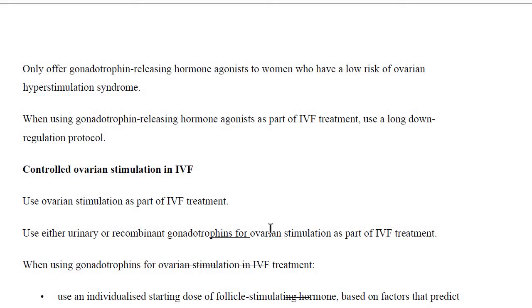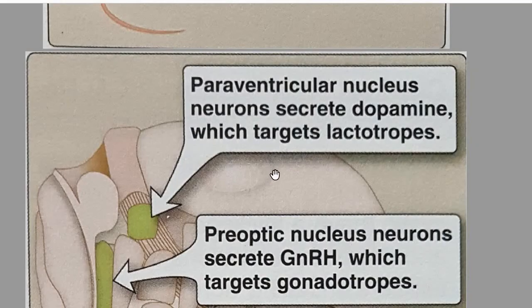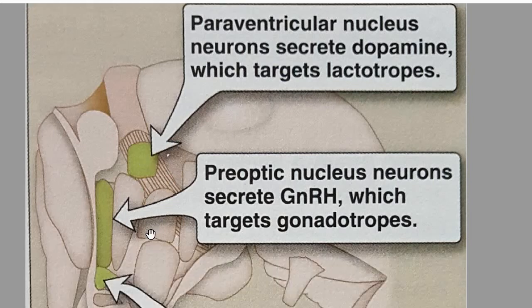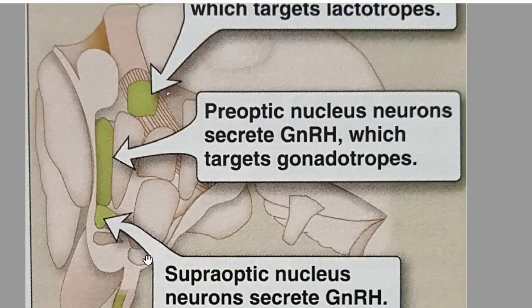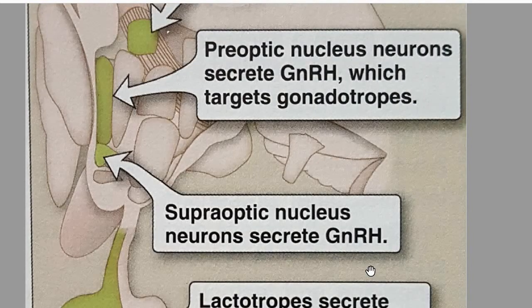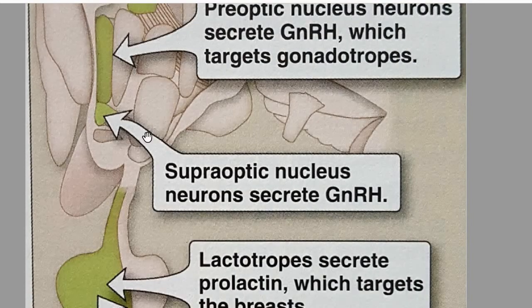Like I said, instead of giving the full dose, because you know how this system works, this system of the reproductive hormones. Let me show you some pictures. In the hypothalamus, this is the paraventricular nucleus, then this is the preoptic, and this is the supraoptic nucleus. These preoptic and supraoptic areas in the hypothalamus secrete gonadotropin releasing hormone. This GnRH, the greenish one, goes and affects the anterior pituitary.